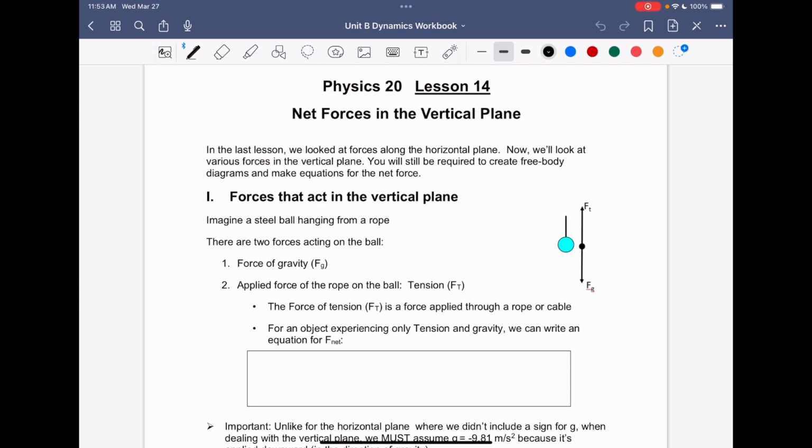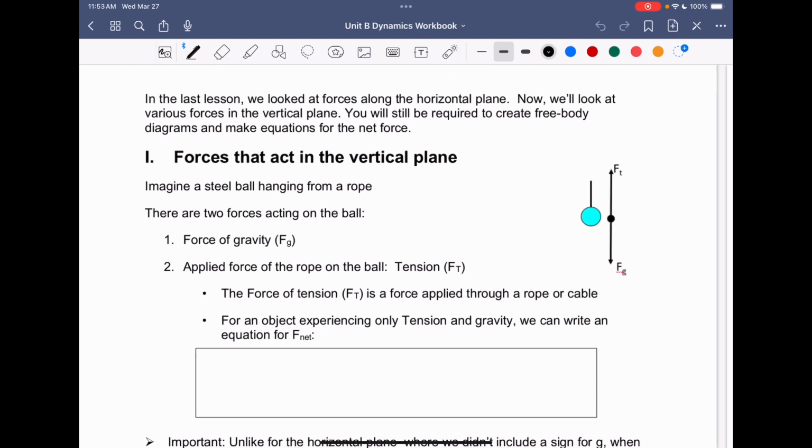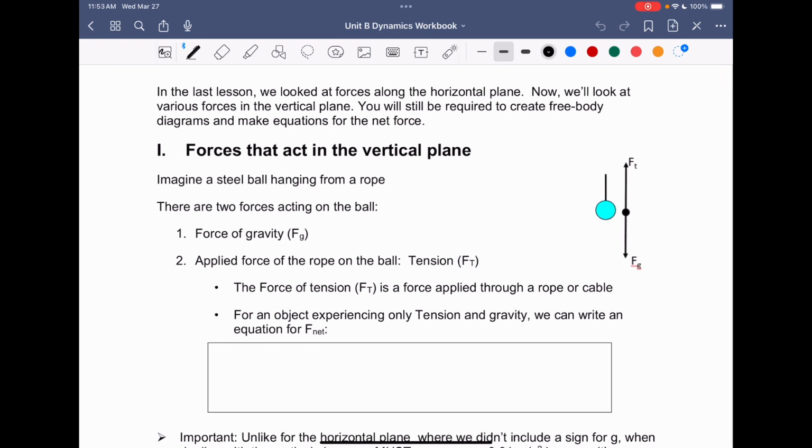So let's start off with the vertical forces here, and we're going to deal with our first situation, which is: what if we have some sort of ball hanging by a rope? This is our given setup. The ball is attached by a string or some sort of chain that's holding or suspending this object in the air. Well, we actually have two forces that act on this object.